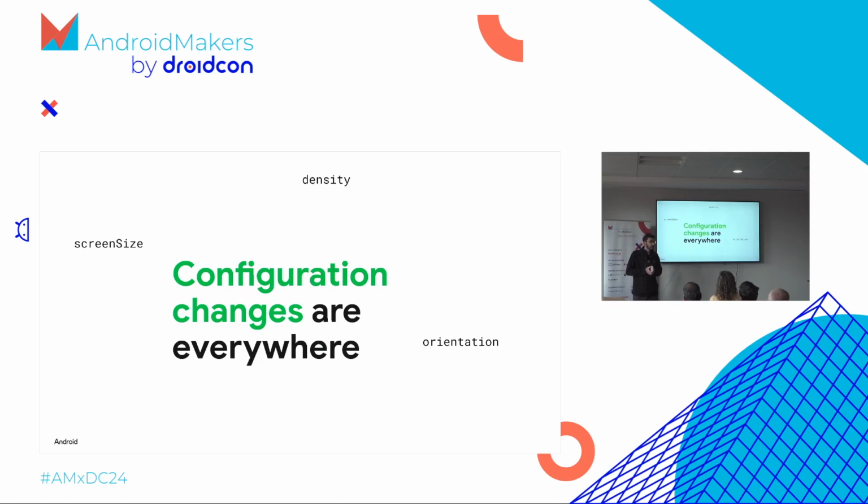Density. Does anyone know how to handle density changes at runtime in the app? You were not expecting this, right? But with two screens, it may happen that the two different displays have a different density.